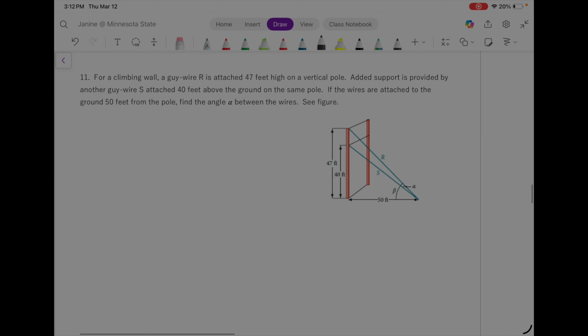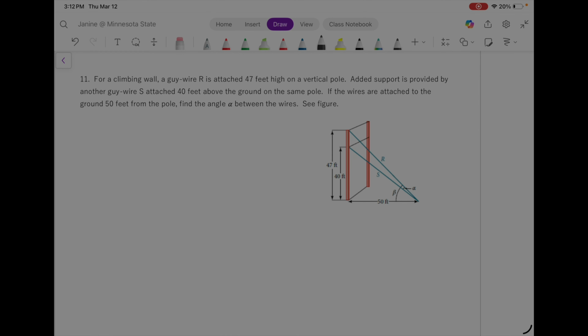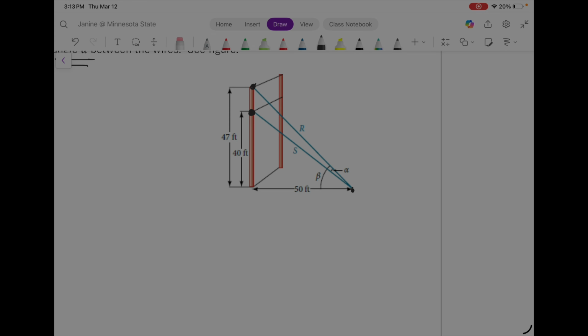All right, last problem for this particular section. Here we have a climbing wall, and we have a guy wire on it, holding it steady. There is a guy wire R, which is anchored 47 feet up, 50 feet out. The guy wire S is anchored 40 feet up and 50 feet out. If the wires are attached to the ground 50 feet out, find the angle alpha between the wires. So it's asking for the little one, okay?